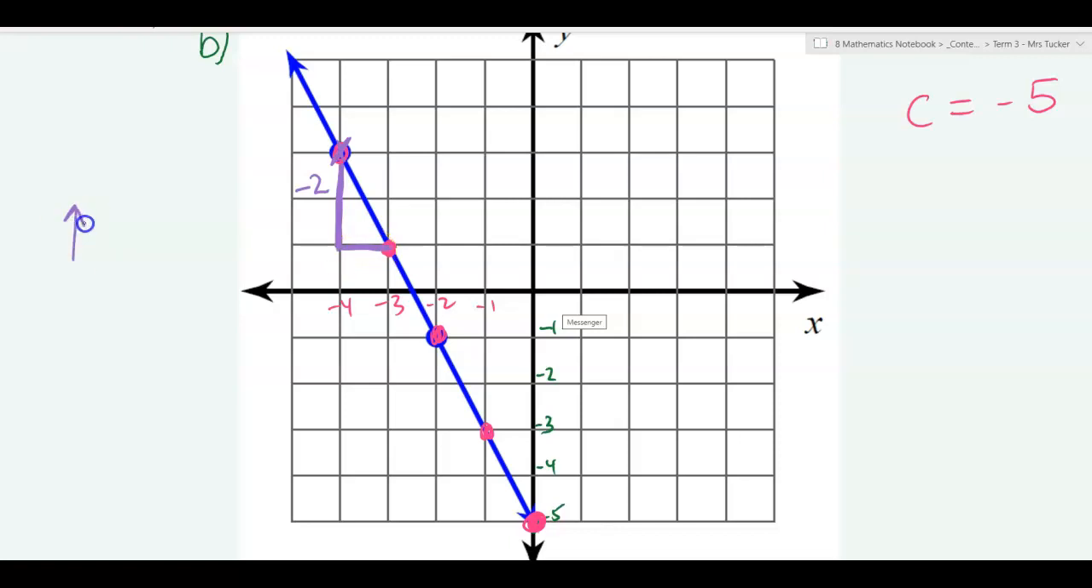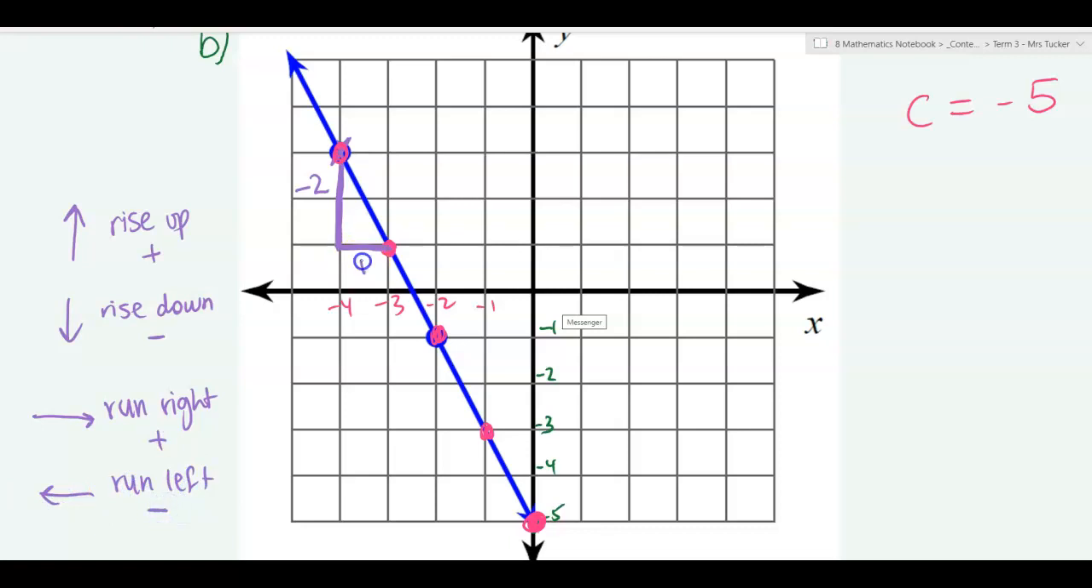If you rise up, it is positive. If we rise down, it is negative. You might need to write this down because there's some confusion around the room. If you run right, it is positive. If you run left, it is negative. So we've got m equals -2 over 1. So m equals negative 2.